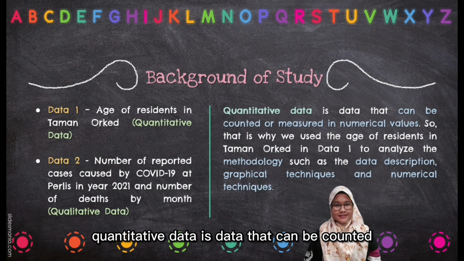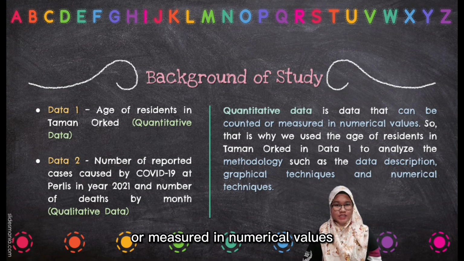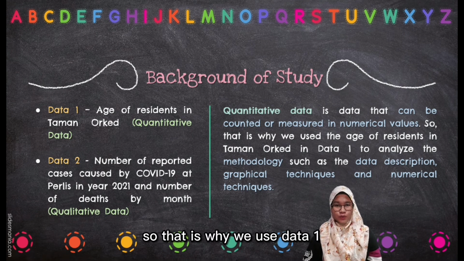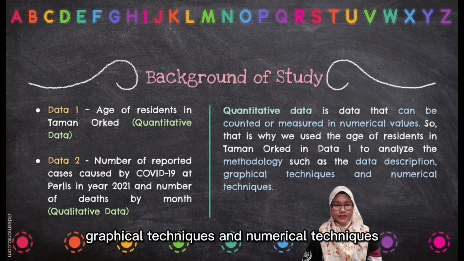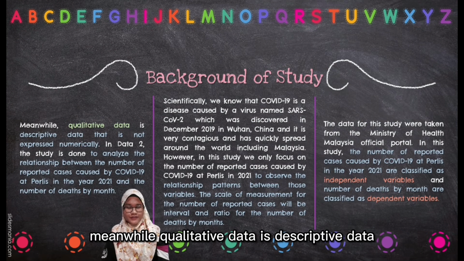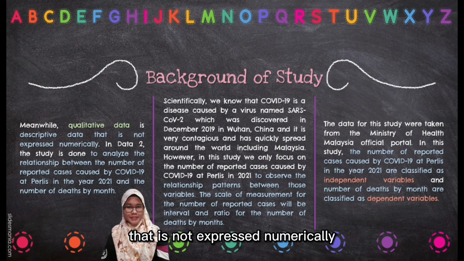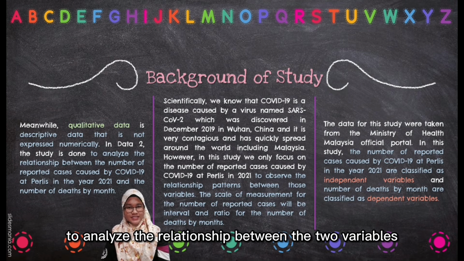Quantitative data is data that can be counted or measured in numerical values. So, that is why we use data 1 to analyze the methodology such as the data description, graphical techniques, and numerical techniques. Meanwhile, qualitative data is descriptive data that is not expressed numerically. In data 2, the study is done to analyze the relationship between the 2 variables.